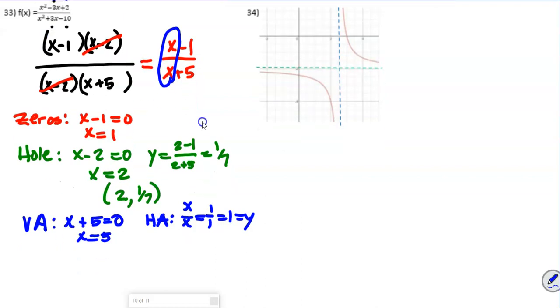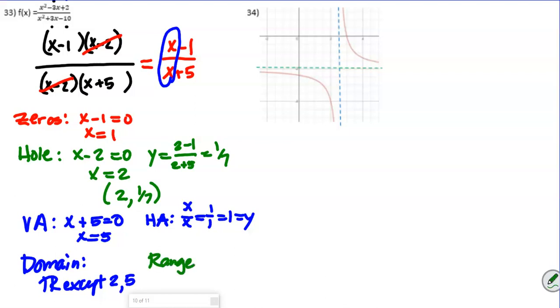Then it says domain and range. Okay, so remember, what affects our domain and range are our holes and our vertical asymptotes. That's our domain. And so I'm going to do these right over these. So our domain here is going to be all real numbers except the x value of our hole, which is 2, and our vertical asymptote, which is negative 5. Okay, and then our range is going to be similar, only it's going to be all real numbers except, again, the y value of our hole, which was 1/7, and our horizontal asymptote.